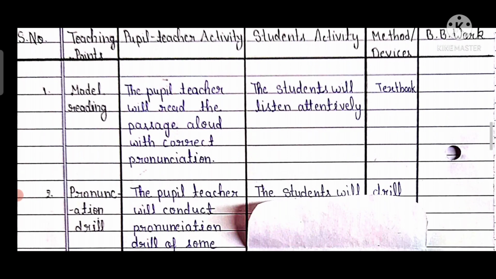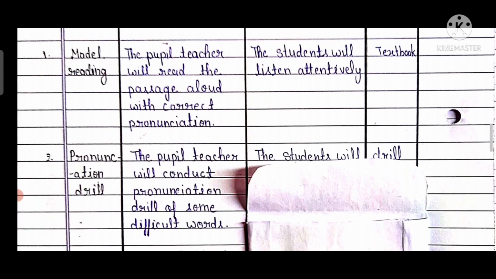After that, in teaching point, the second point is pronunciation drill. Pupil-teacher activity, the pupil-teacher will conduct a pronunciation drill of some difficult words. Student activity, the students will pronounce correctly. In this step, you will ask students to pronounce these words correctly with the help of flashcards, which means you will make flashcards for the pronunciation drill. And device and method, drill method.